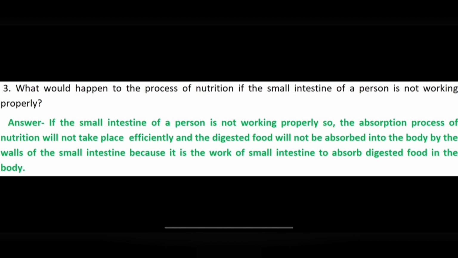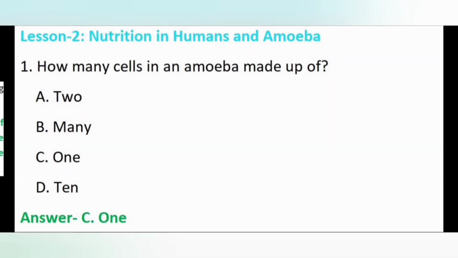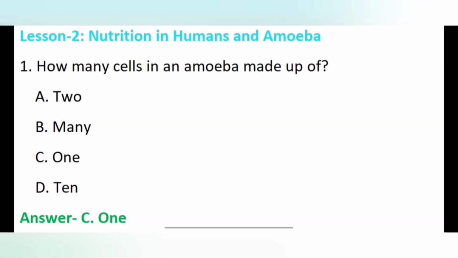Now let's move to lesson number 2's PQ. Lesson number 2 is nutrition in humans and amoeba. Question number 1 is an MCQ kind of question. How many cells is an amoeba made up of? As we all know, amoeba is a unicellular organism. So the answer is C, which is 1.